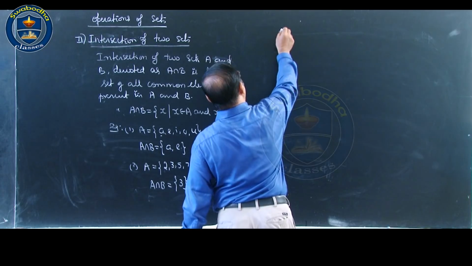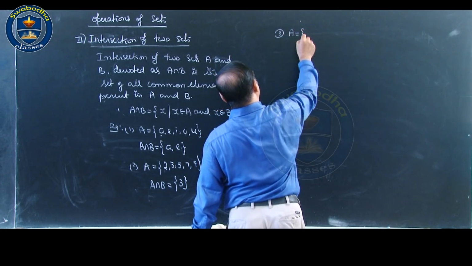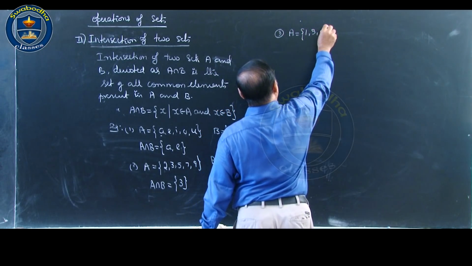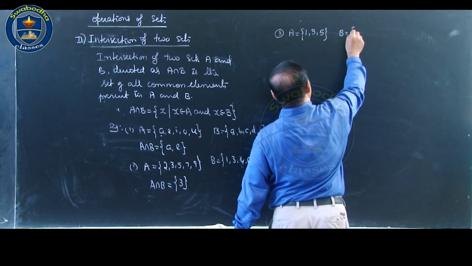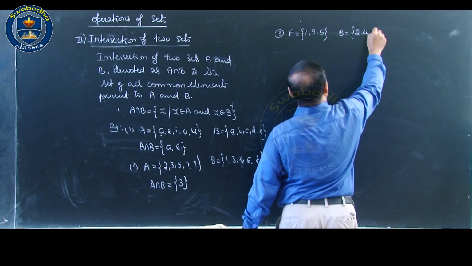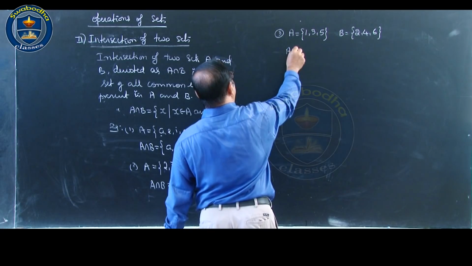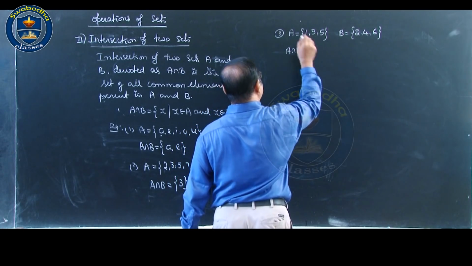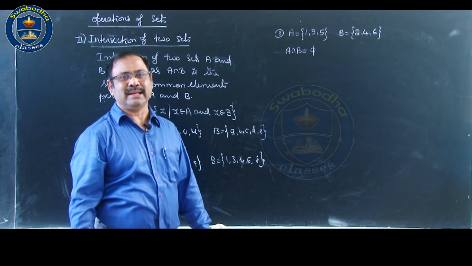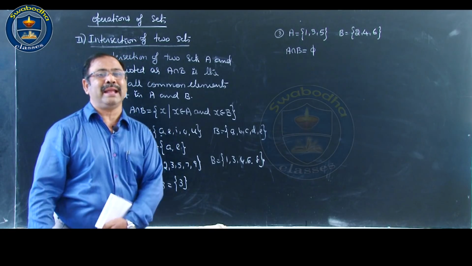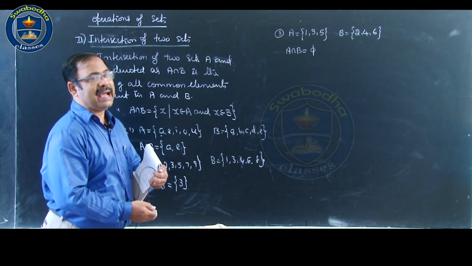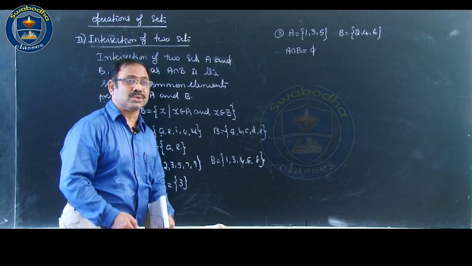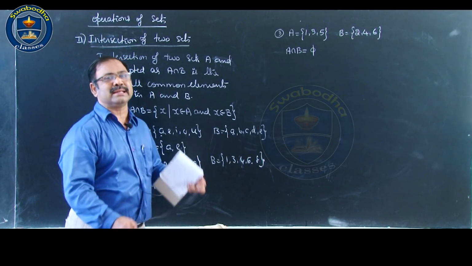Now, A is equal to {1, 3, 5}, B is equal to {2, 4, 6}. Here A intersection B is the null set because there are no common elements present in A and B. We can call these two sets disjoint sets.